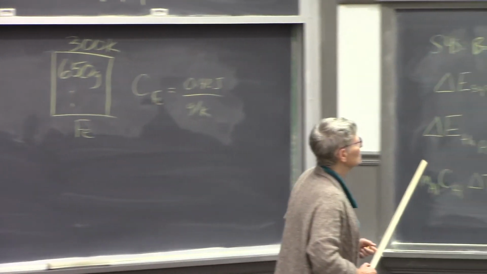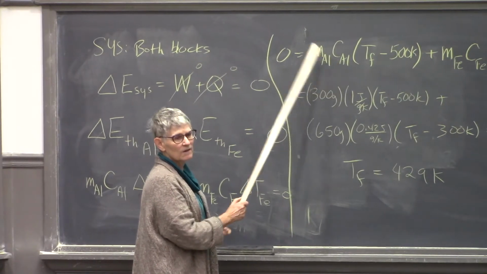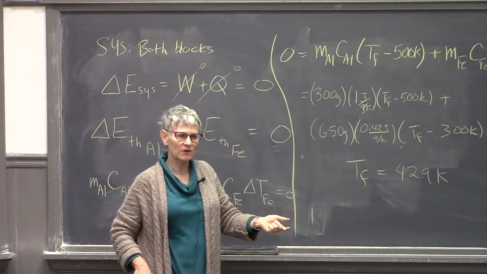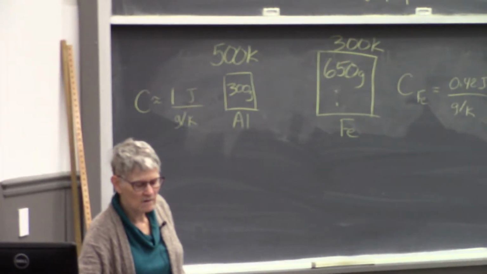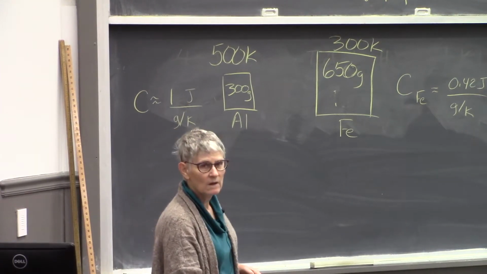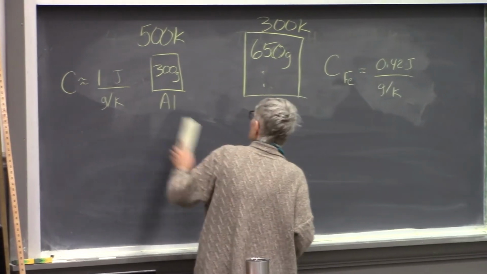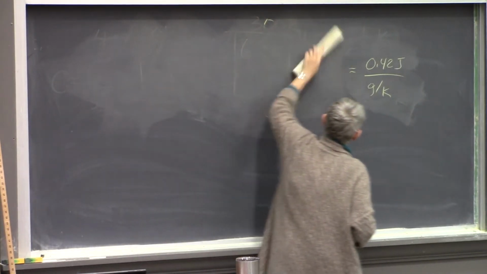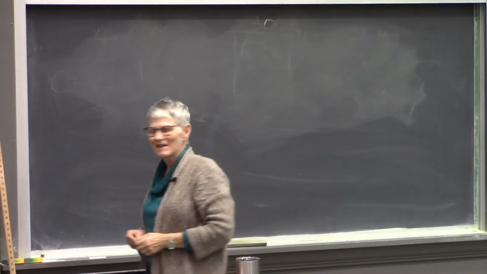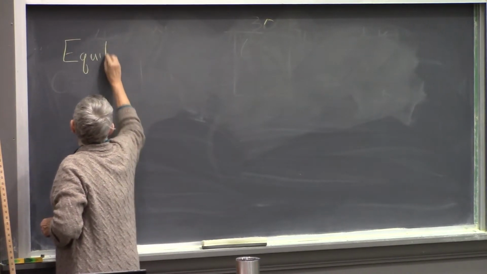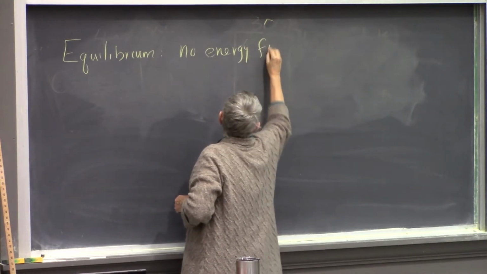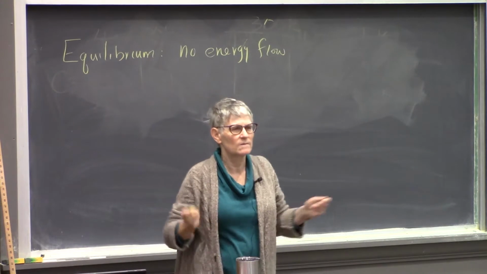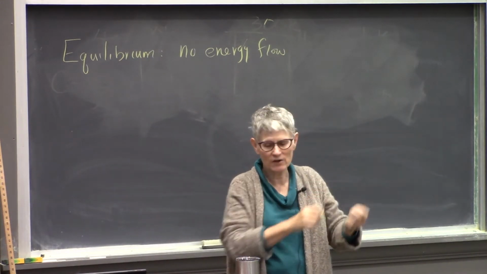So if you took the aluminum block as the system, it lost thermal energy. And that means for that system, Q would be negative. All right. So this was a situation where the system came to equilibrium. So eventually there was no net flow of energy from one block to the other.